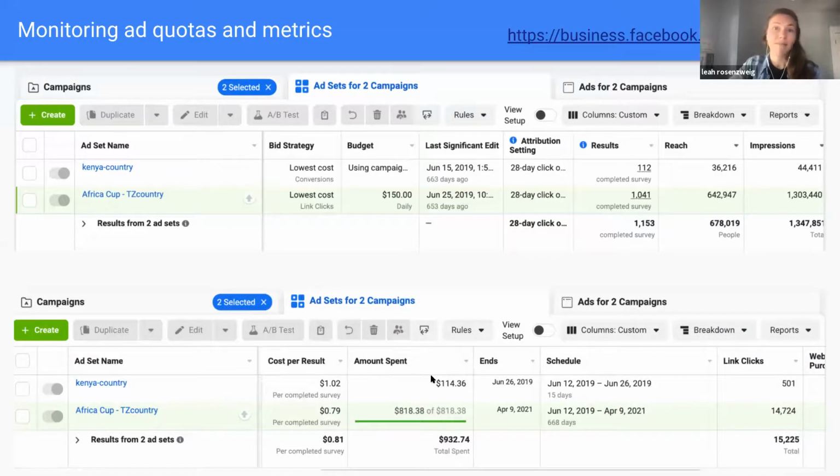Similarly, you can see how much you're spending, the cost per result. And if you don't give Facebook a result or conversion that you're optimizing for, they'll show you cost per click or cost per impression. But often that can be misleading if what we care about is completed surveys rather than clicks.